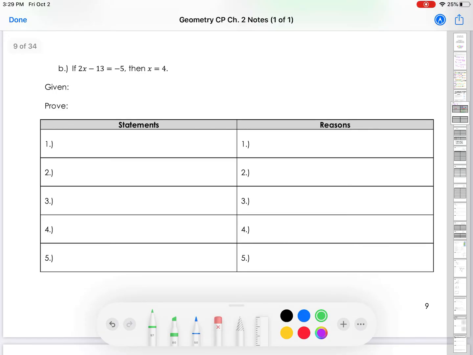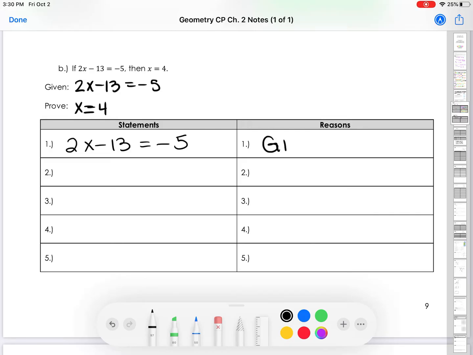So again, we have an if-then statement. Our if is going to tell us what we are given. So that is our 2x minus 13 is equal to negative 5. And we are proving x equals 4. All right, so the first thing we want to do is make sure we put the given in there. So that's 2x minus 13 is equal to negative 5. And the reason we can say that is that it was given to us.